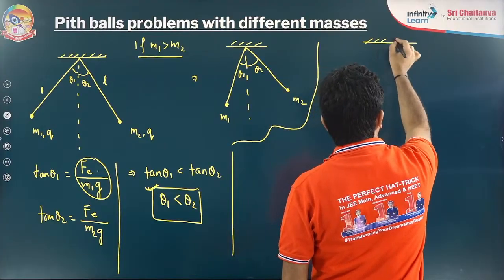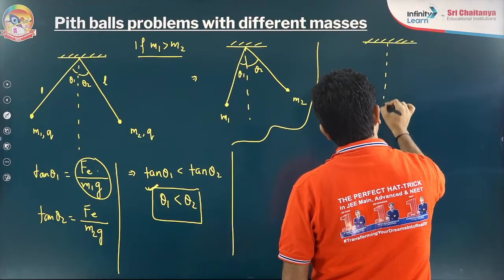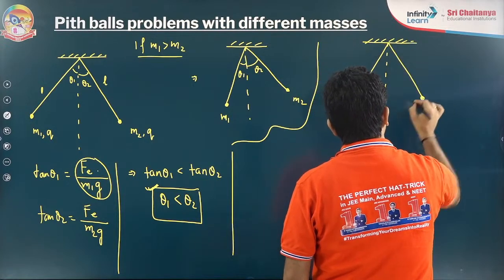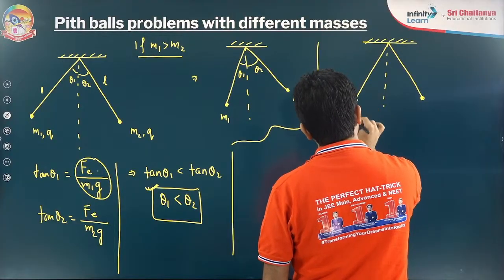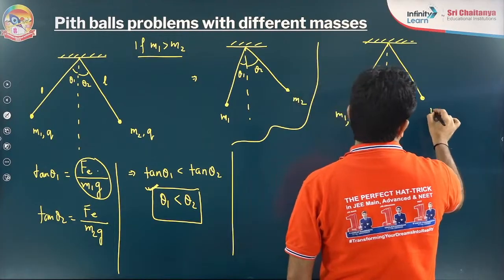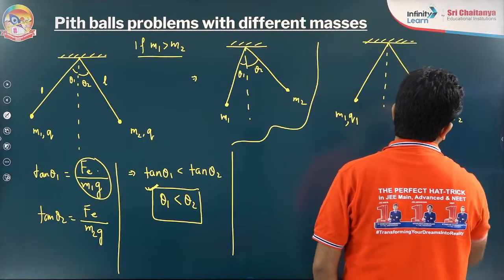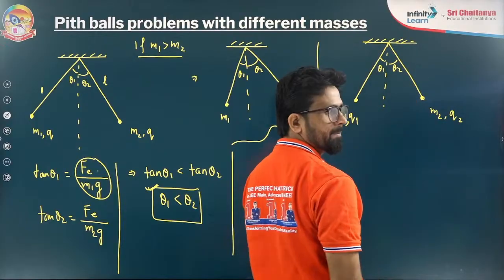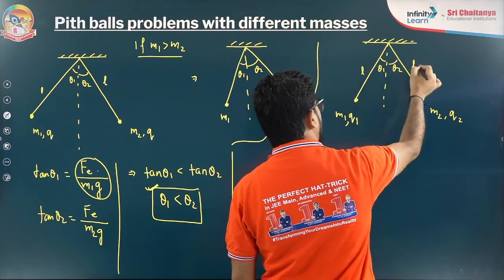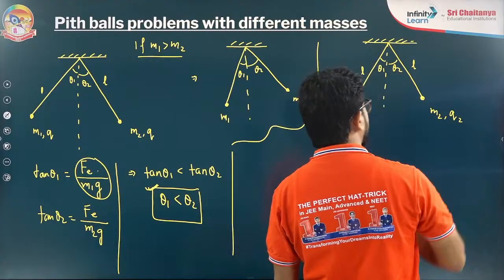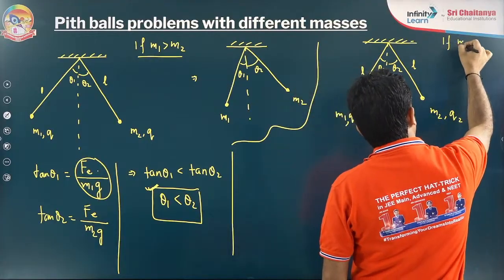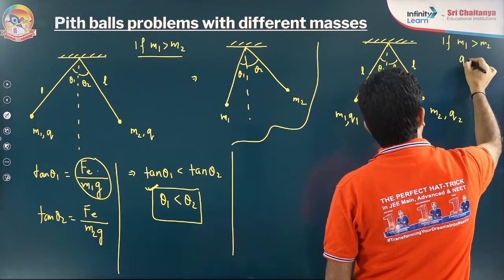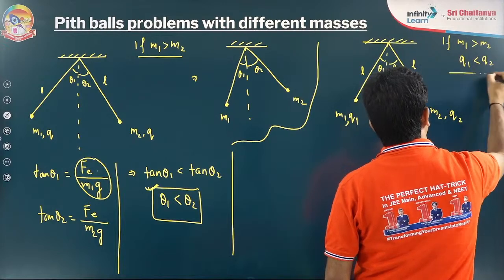Suppose I am taking here, beta, this is the vertical, and I am saying these two masses: this is M1, charge is Q1, this mass is M2, charge is Q2, this angle theta 1, this theta 2, lengths are equal, L. Don't worry about it. Now the question is very simple: if M1 is greater than M2 and Q1 is less than Q2, it is given to you.